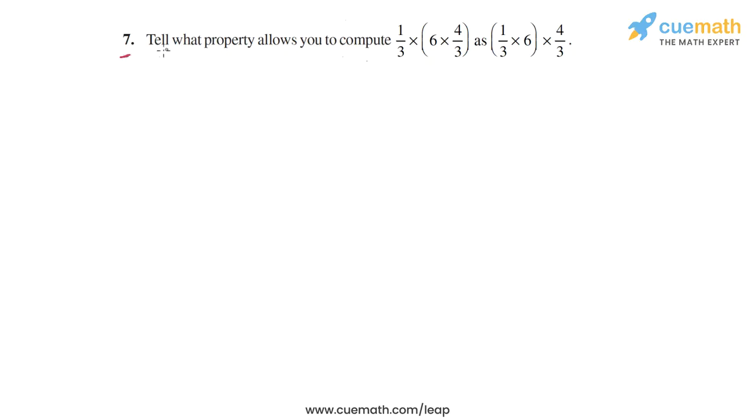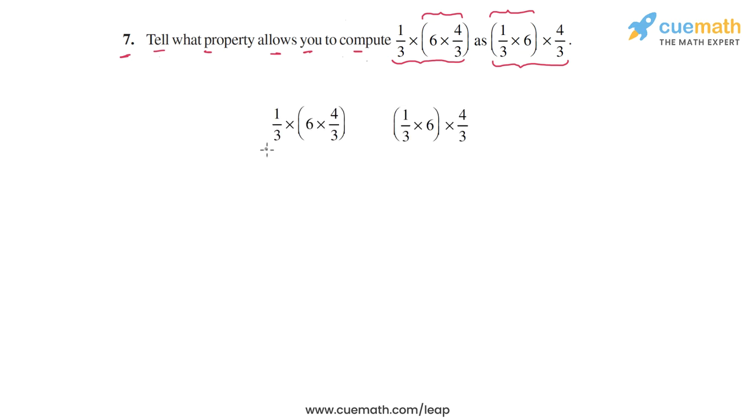Question 7 says, tell what property allows you to compute 1/3 × (6 × 4/3), where the bracket is around 6 × 4/3, as (1/3 × 6) × 4/3, where the bracket is around 1/3 × 6. So let's compare these two expressions carefully.